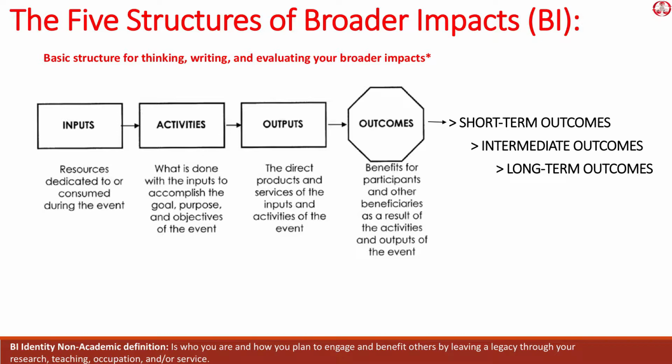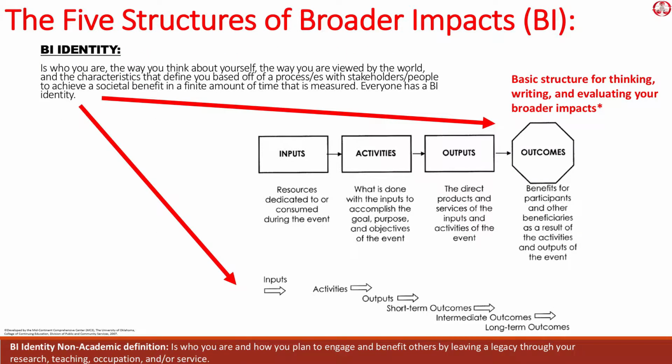Within the structure, if we had to think about what are the structures of broader impacts, there's really 5. There's one that's called broader impacts identity. There's outcomes, there's outputs, activities, and there's inputs. And this is how we're going to really contextualize you being able to write your broader impacts, think about how you're going to begin to develop your broader impacts, begin to think about evaluating your broader impacts, is with this.